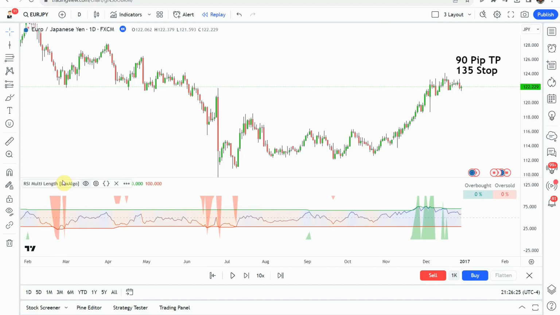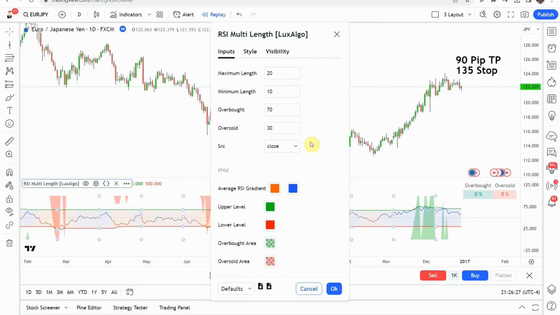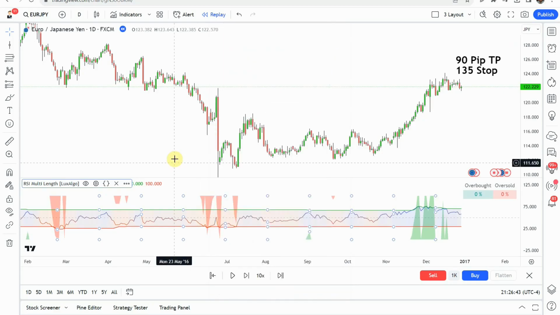If you go into the settings here, I won't go into it too much, but basically we have multiple lengths that are displayed, and you're able to adjust the multiple different lengths between the minimum and the maximum length here.